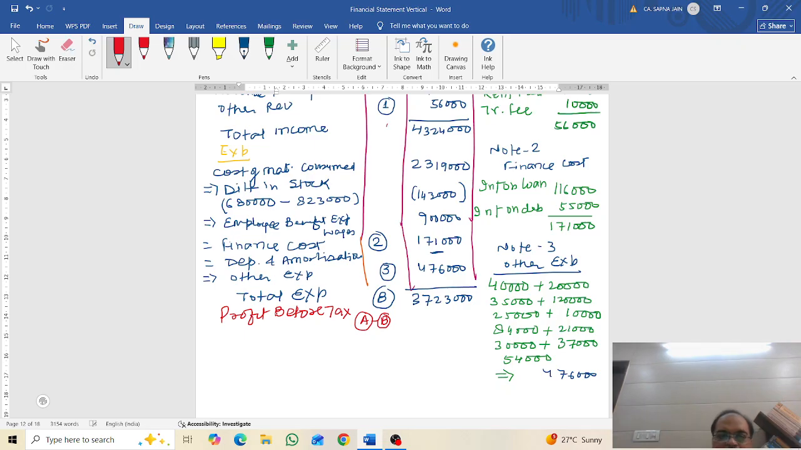A is 43,24,000 and B is 37,26,000. So remaining is 6,01,000, which is profit before tax. Now profit before tax minus tax. Tax is not given in the question, so the same 6,01,000 is the profit after tax.